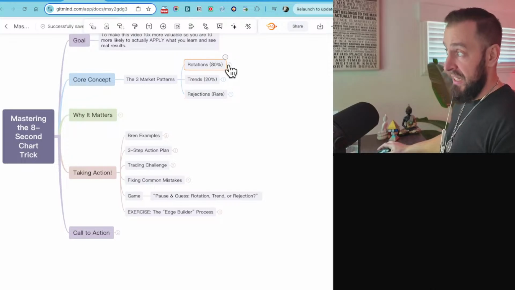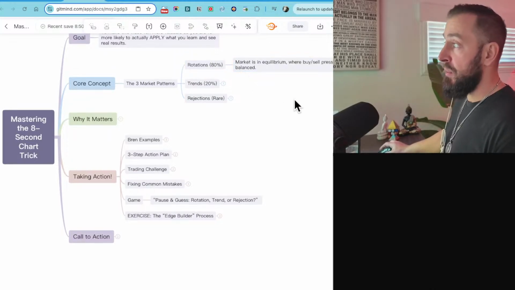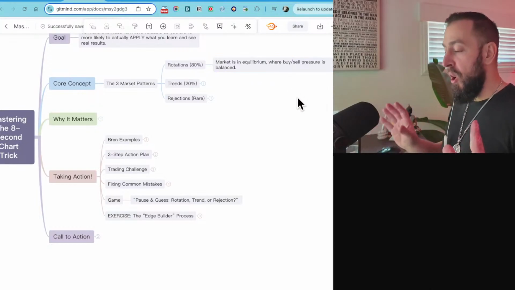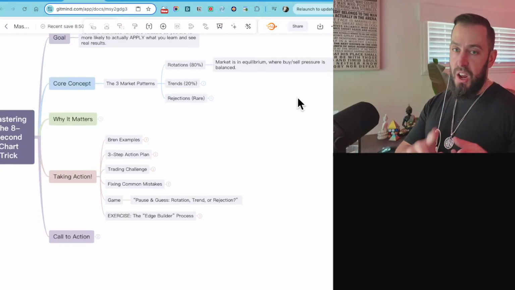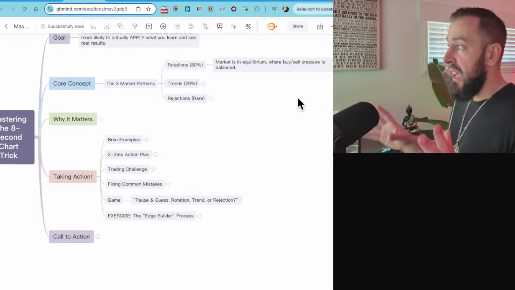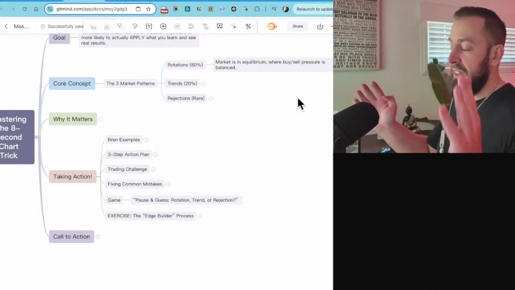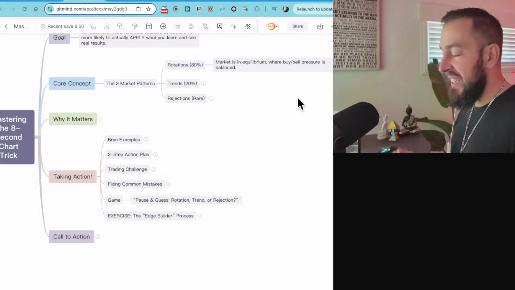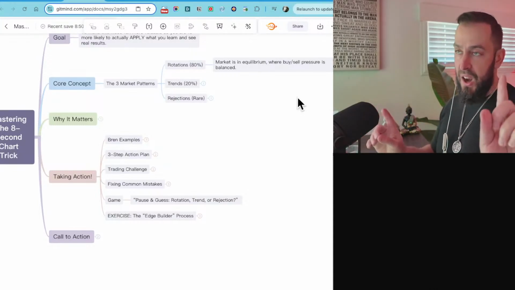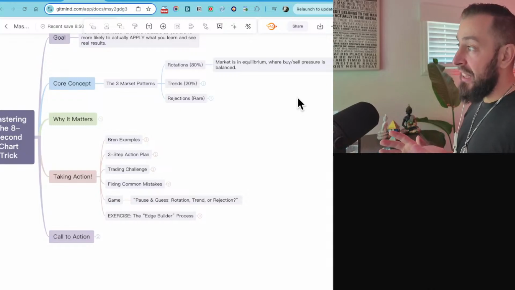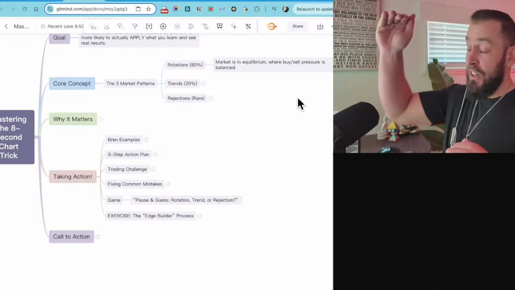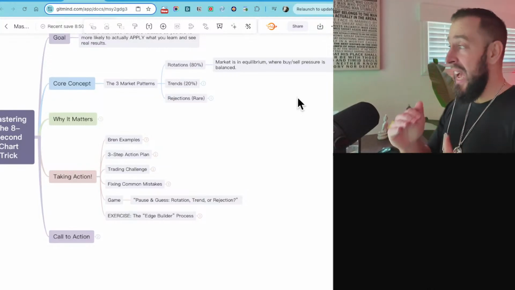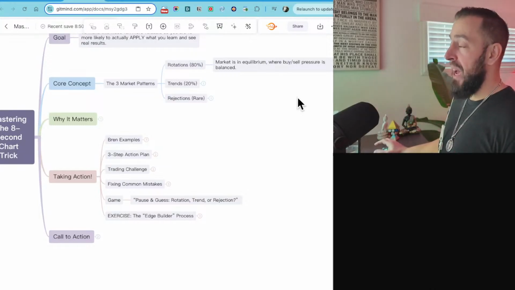And here's the key. First, understand that rotations are when the market is balanced. Now, all charts on all time frames, whether you're trading futures, stocks, crypto, Forex, all charts are constantly coming back to the average price. Now, why is that? Because the goal of all markets is to facilitate the maximum amount of trades. And where are the maximum amount of trades as far as price is concerned? Where buyers and sellers both agree that the price is reasonably fair. That's called the average. So that's why the markets are always coming back to the average price.